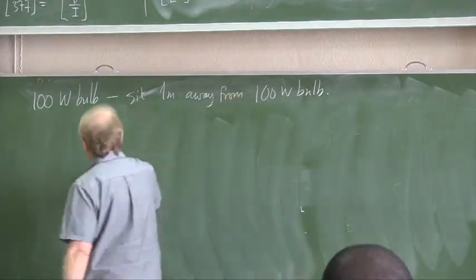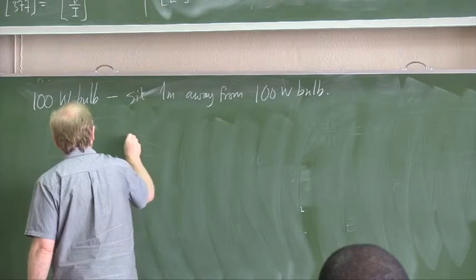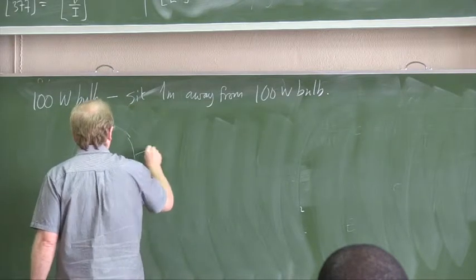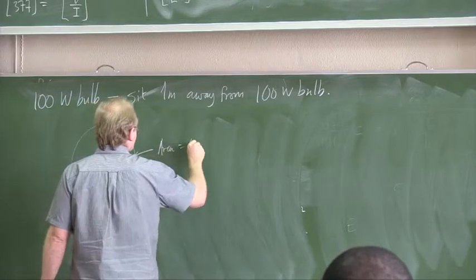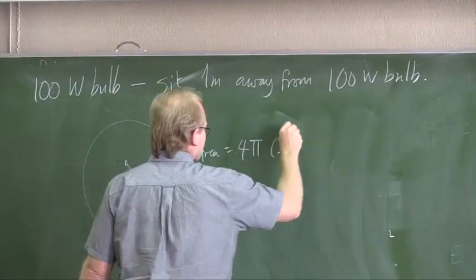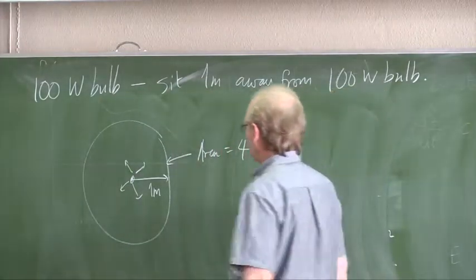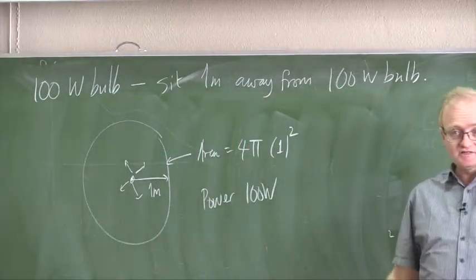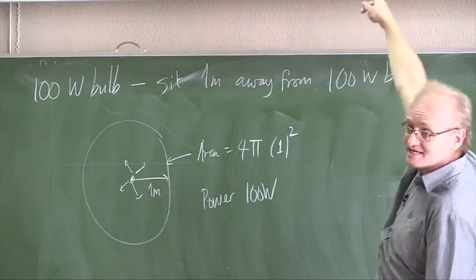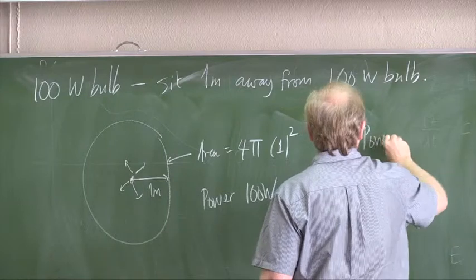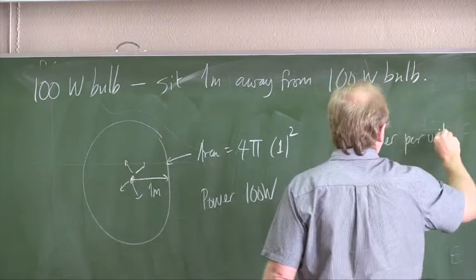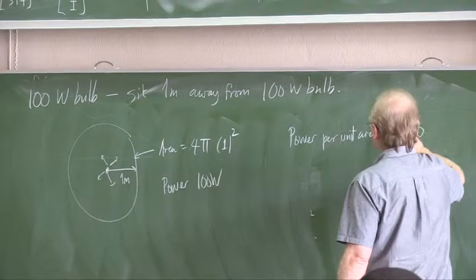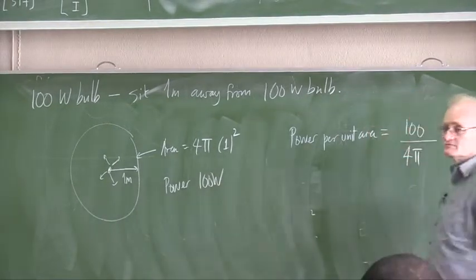So here's our bulb. There's the surface. This is a radius of 1 meter. That area is equal to 4 pi times by 1 squared. The power is 100 watts. So you can read that off the bulb. So the power per unit area is 100 over 4 pi, just the power divided by the area.